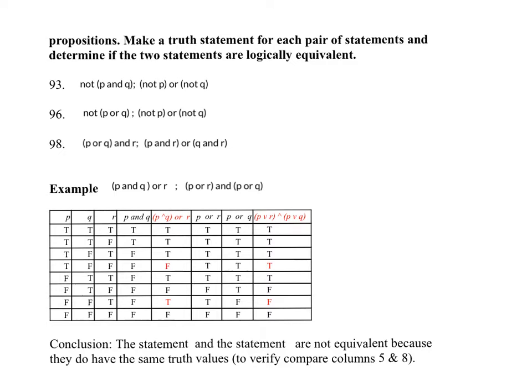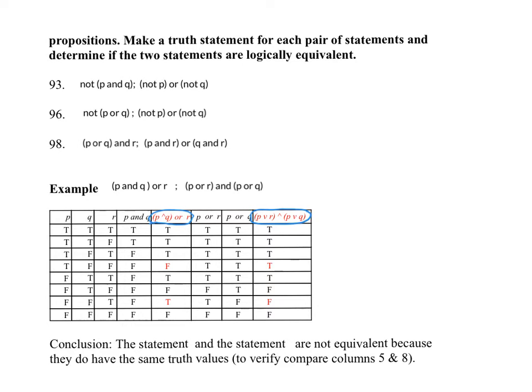Once I get the whole table filled out, what I'm going to do is compare the 2 columns that I have in red, which are my 2 statement columns. So I'm circling it right now, the P and Q or R column, and I'm going to compare that to the P or R and the P or Q column. In order for me to conclude that these are logically equivalent statements, they have to have the exact same truth values all the way down in their columns. And as you can see, they do not.